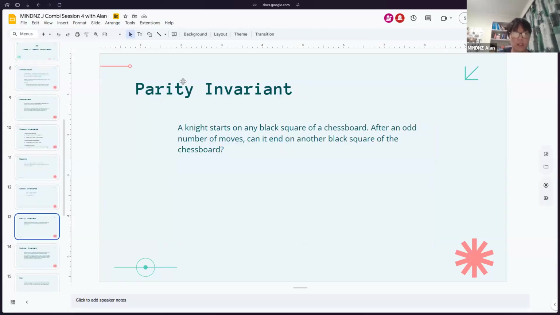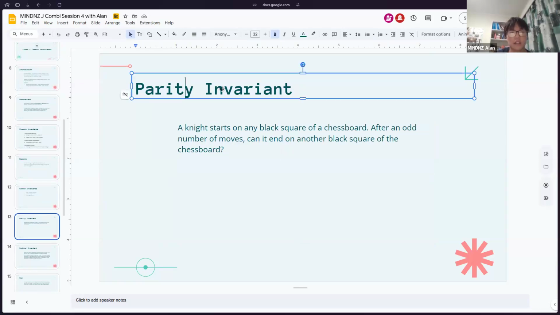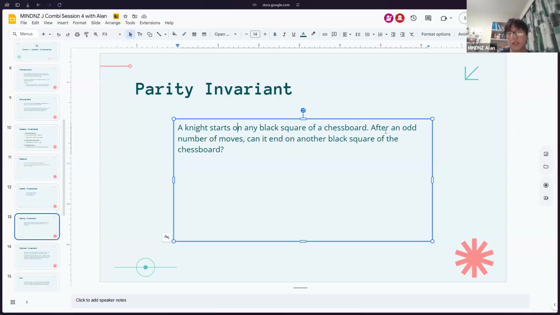So here is a parity invariant. A knight starts on any black square of a chessboard. After an odd number of moves, can it end on another black square of the chessboard?